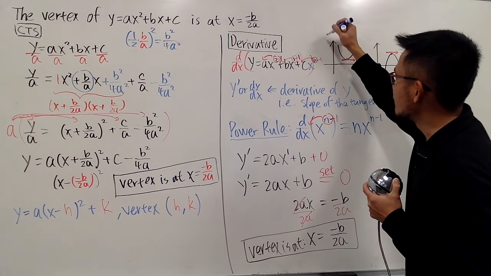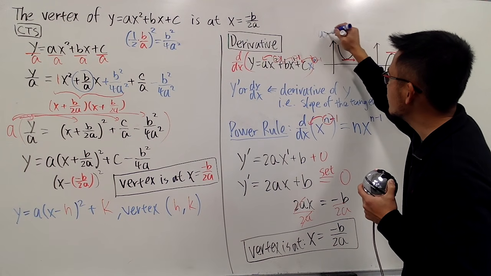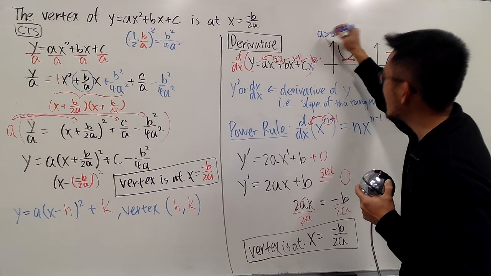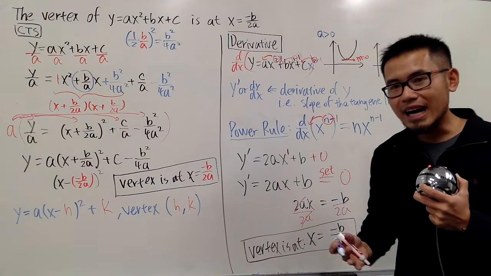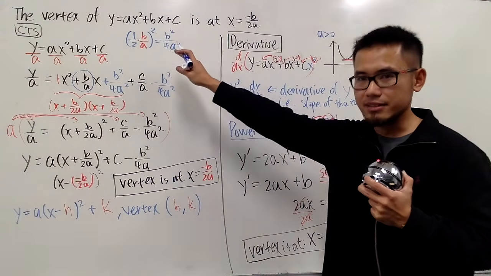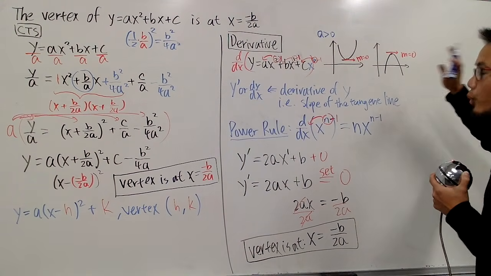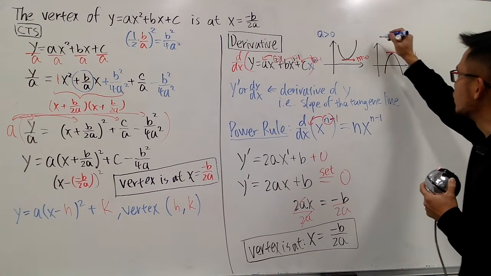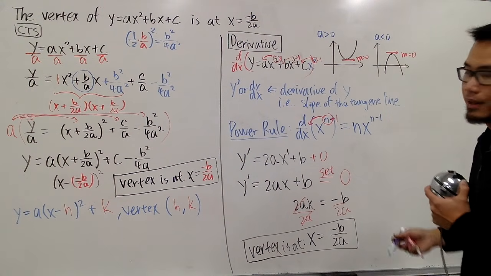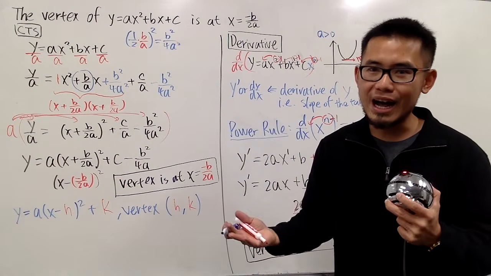So now let me write that down for you guys. This is a situation when we have a being positive, like this. And on the other hand, if a is less than 0, if a is negative, we will have this situation. The graph will open down, right? Okay, have you guys ever wondered why?